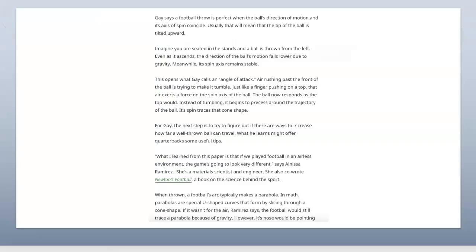So, my article was about throwing the perfect spiral, and here is just a little portion of the article. It talks about how the ball is thrown. It's thrown on the axis. Here it says, and then also down here on the bottom, it says that it makes a parabola.